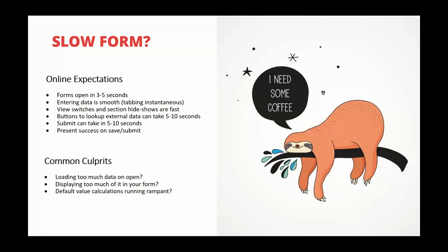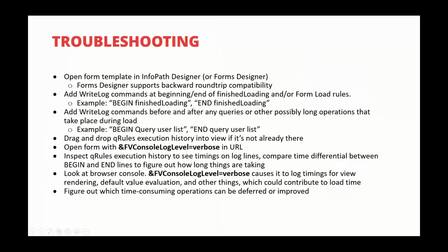So one of the issues that you encountered was the forms were slow to open. It looks like they're within the range that we expect now, the 3 to 5 seconds for online. Obviously, if you're trying to tab through fields, we expect that to be relatively instantaneous. The common culprits for slowness are querying a lot of data, displaying a lot of data, and a lot of calculations in your form. And here are some tips for people who are seeing this, just to go back to later. We can help you debug it.